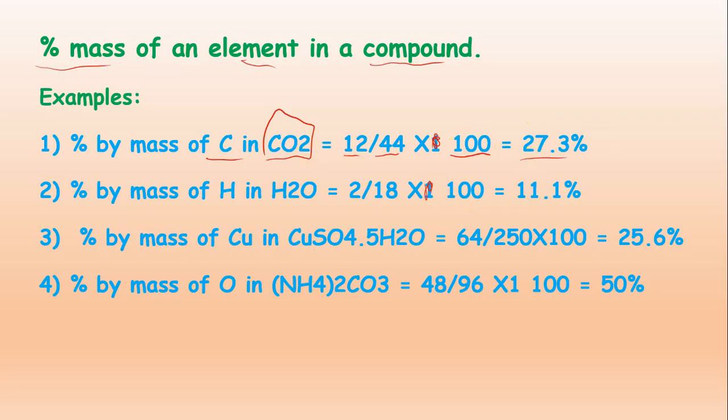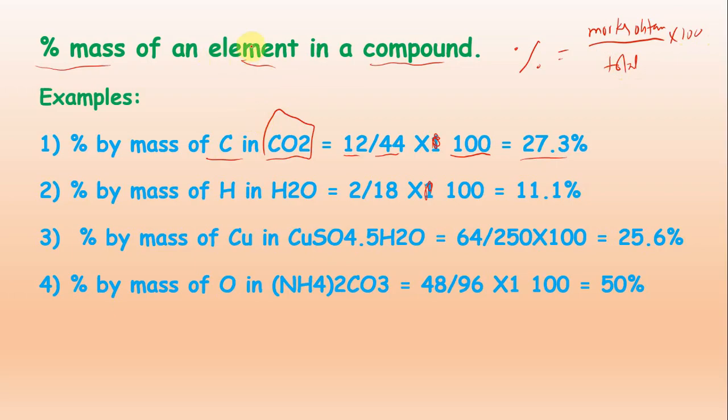So another formula, like how to calculate the percentage, we will write the marks obtained, and then we will divide by the total marks and multiply by 100. This is the formula for how to calculate the percentage. So this is the same formula we are using in the percentage by mass of an element in a compound.